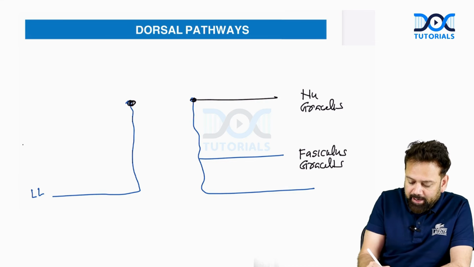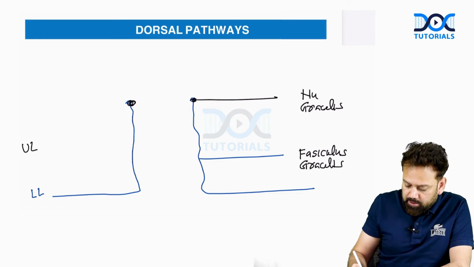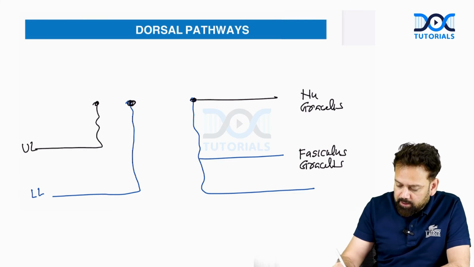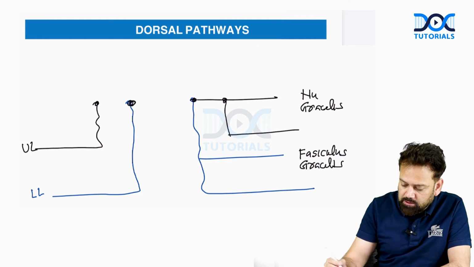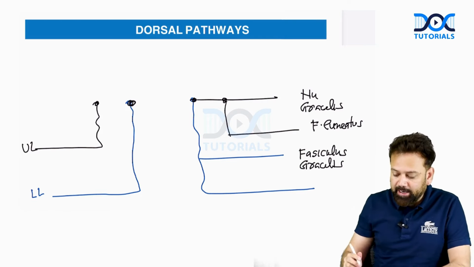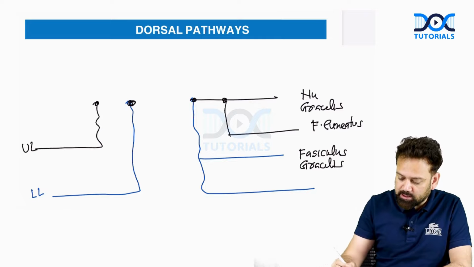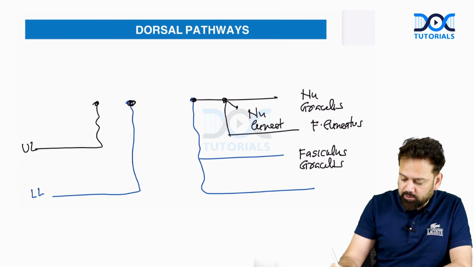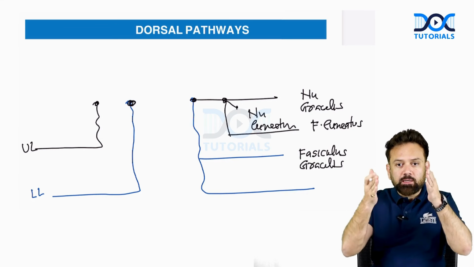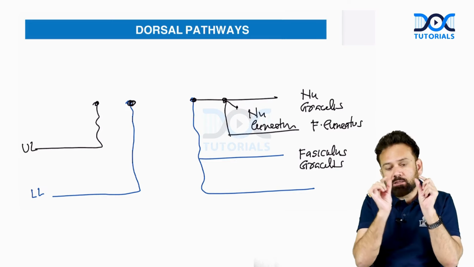And remember, if someone is touching the upper limb, it will go via what? Fasciculus cuneatus. Very easy to remember also. Grass is in the lower limb, so gracilis, and these are cuneatus. Ending in the nucleus cuneatus. Okay. On the lateral side, we will have nucleus cuneatus. So fasciculus gracilis, fasciculus cuneatus, ending in the nucleus gracilis, nucleus cuneatus.